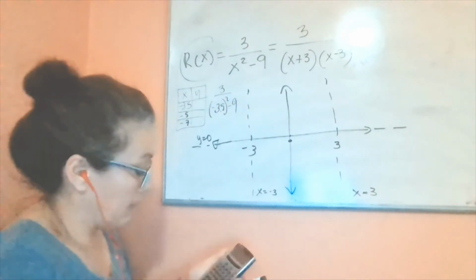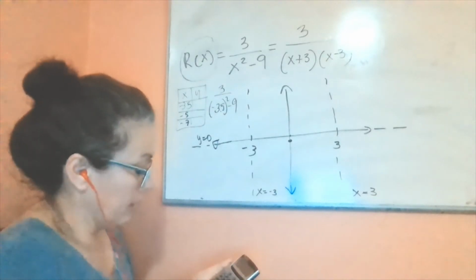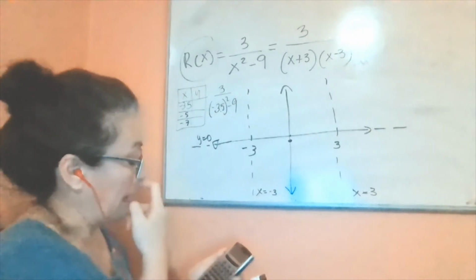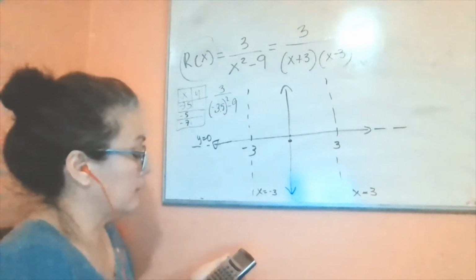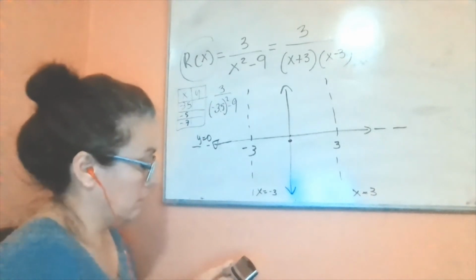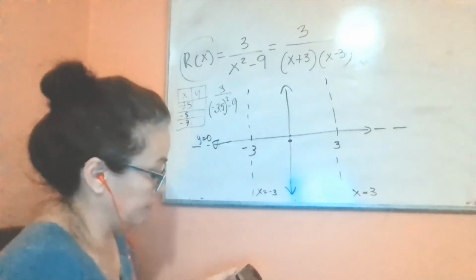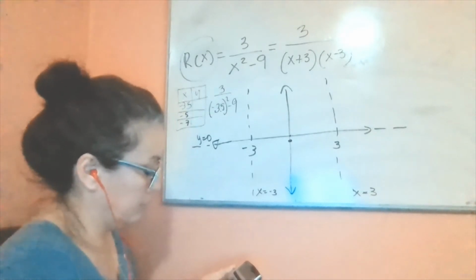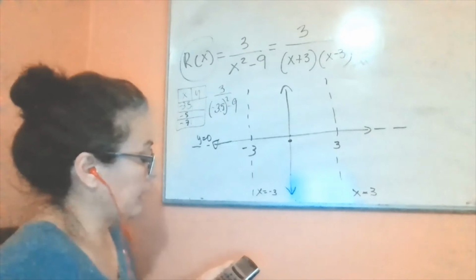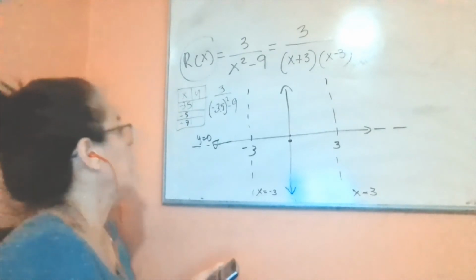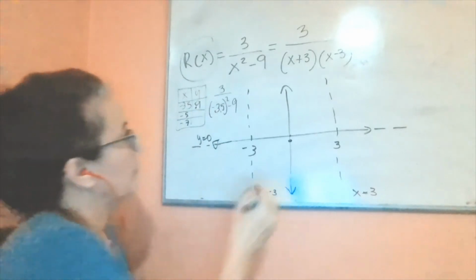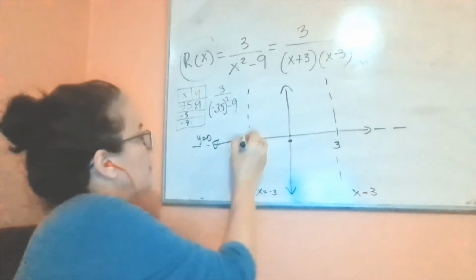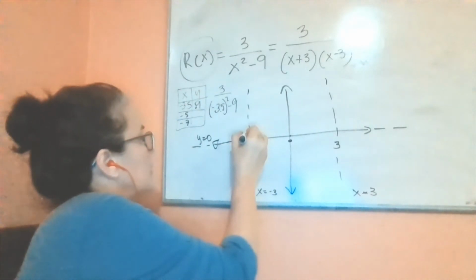So you can get the values: 3 divided by 3.5 to the second minus 9. And what I get over there is 0.9. I'm going to graph right away. 0.9, so it's going to look something like this.